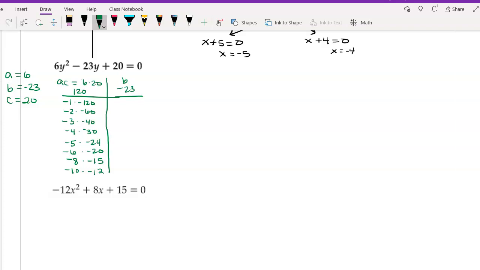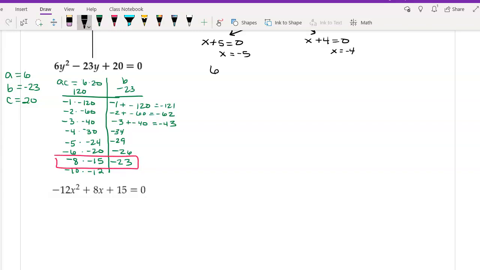Now let's see what happens when we add these. Negative 1 plus negative 120 is negative 121. Negative 2 plus negative 60 is negative 62. Negative 3 plus negative 40 is negative 43. This one gets us negative 34, negative 29. We're getting closer. Negative 26, negative 23. So I know that these right here are the factors that I'm going to use.